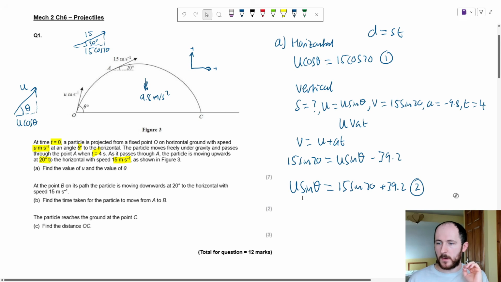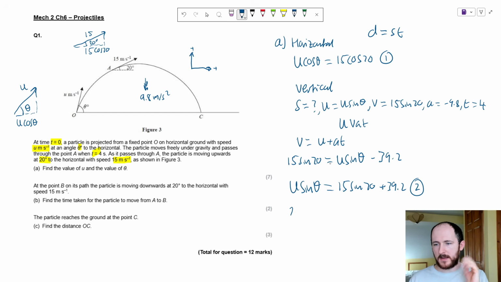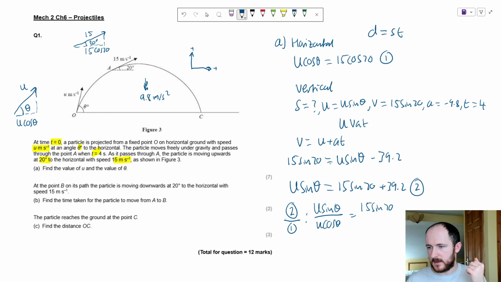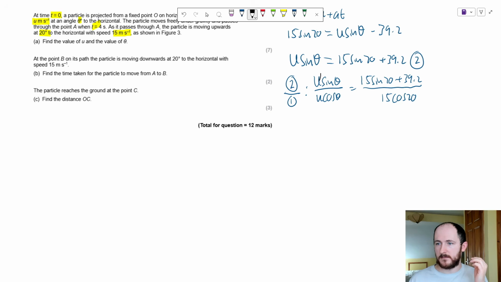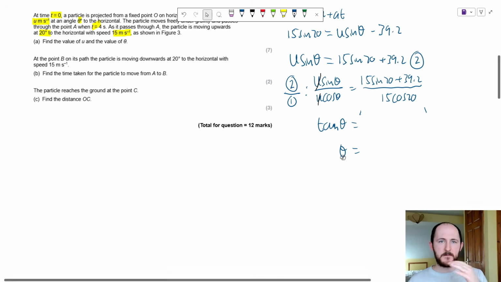If I divide equation 2 by equation 1, look what happens. Now, again, those of you that have learnt this in school already or have had decent teachers, you probably already know what's going to happen. Tan theta equals the sine stuff, so 15 sine 20 plus 39.2, over the cos stuff, which is 15 cos 20. The u's cancel out, which is ideal because that means we only have one unknown. But also, what's sine over cos? It's tan. So this is just all equal to tan theta equals all of that stuff over there. So all I need to do is do tan inverse of all of that and I'm done.